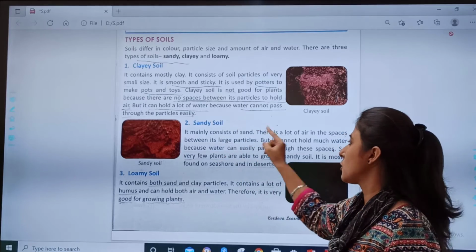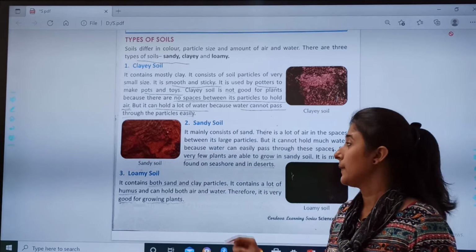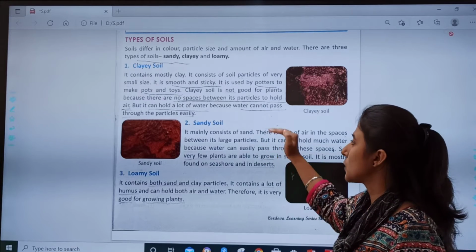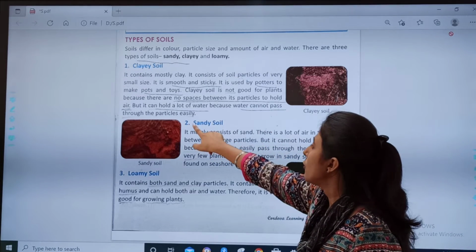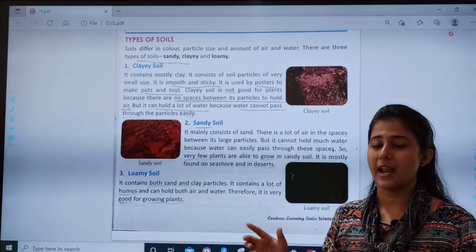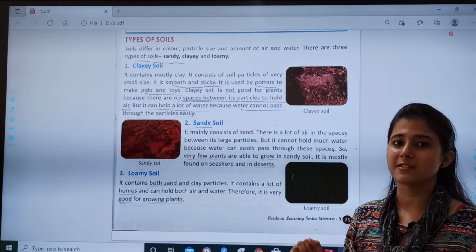Number 2, sandy soil. Now, what is sandy soil? It mainly consists of sand. See, the first point is easy to remember here also. From the name you can derive the word sand. Sandy soil consists of sand. आपने रेती देखी होगी desert areas में.